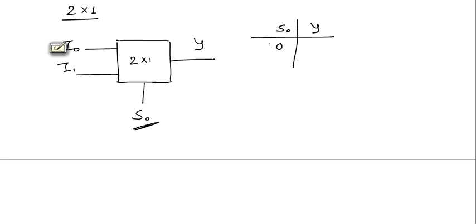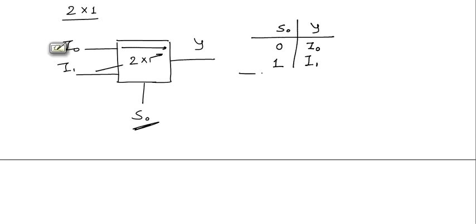If S is 0, then I0 will be connected to Y, so Y will be I0. If S equal to 1, then I1 will be connected to output Y, so output Y will be I1. So depending on S0, there will be different output Y.